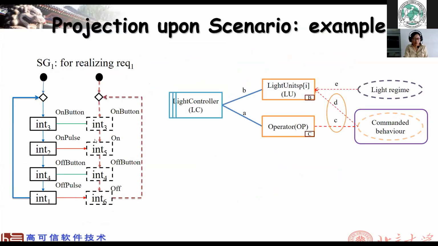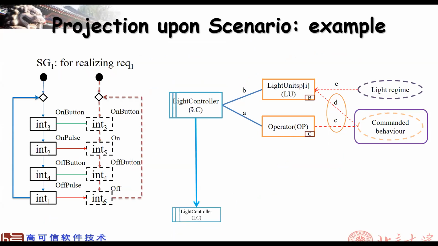Okay, now let's turn to the very exciting part. It is about the projection, how we project upon these scenarios. This is the first scenario we get. Now according to this scenario, first we take the light controller, and we can get a sub problem. We can call it light controller 2. First, I'll give it a name.